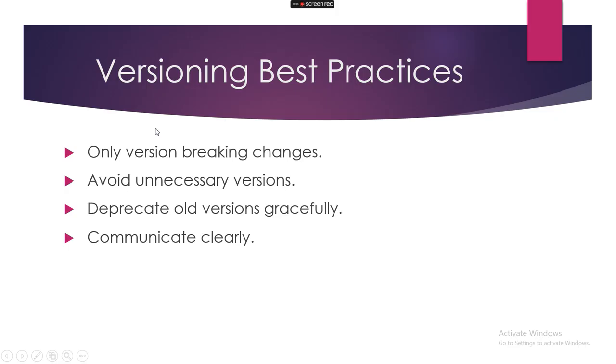So, versioning best practices. Only version breaking changes, right? So endpoints that require updates, maybe updates that will probably break client implementation, that's the kind of endpoints you want to version. For endpoints where you can implement backward compatibility rather easily, where you can extend without breaking the client, sometimes you don't want to version. You can get away without versioning it, okay?